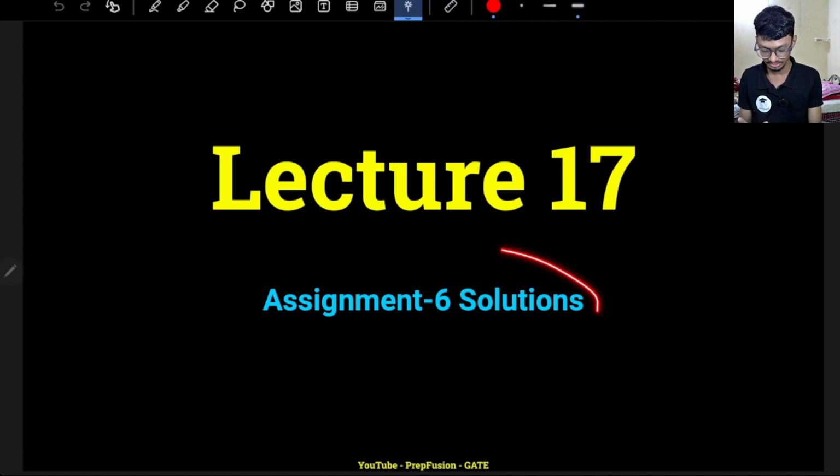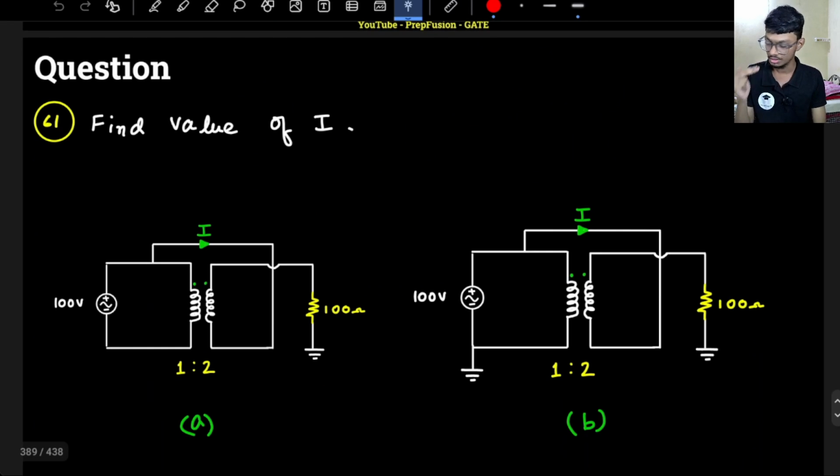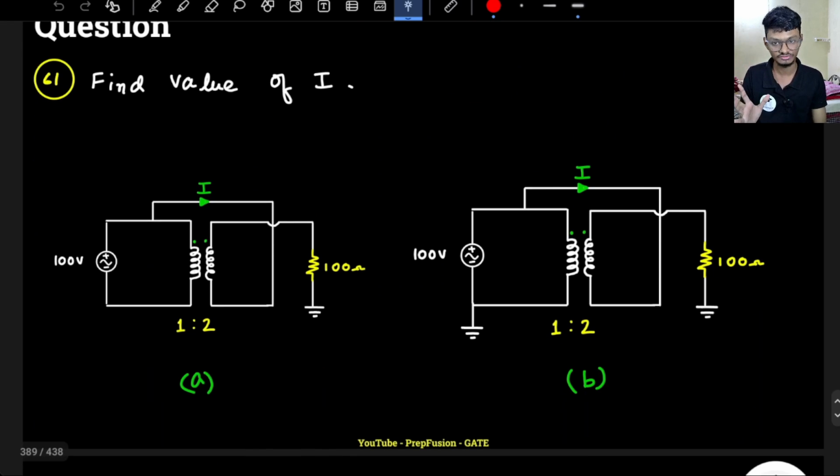So today we will discuss the solutions to assignment 6, whatever questions I gave you as homework in the previous lecture. All those things we will discuss in today's lecture. So this was the first question. We have to find out the value of I for these two circuits.